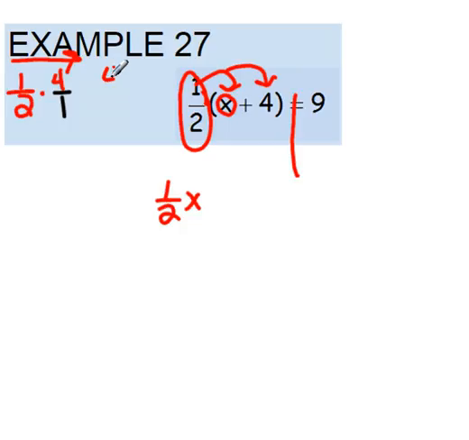1 times 4 is 4. 2 times 1 is 2. After that, we just divide. 4 divided by 2 is 2. So this is going to be 1/2 x plus 2, and of course it will equal 9.